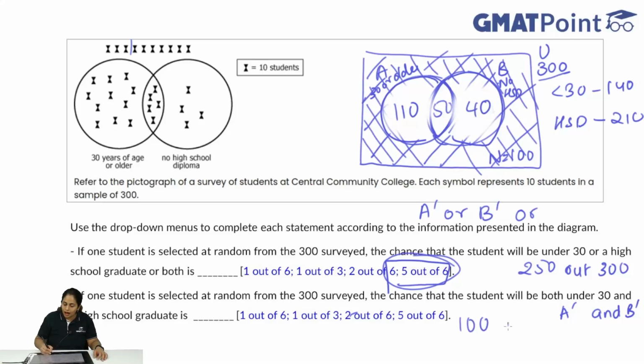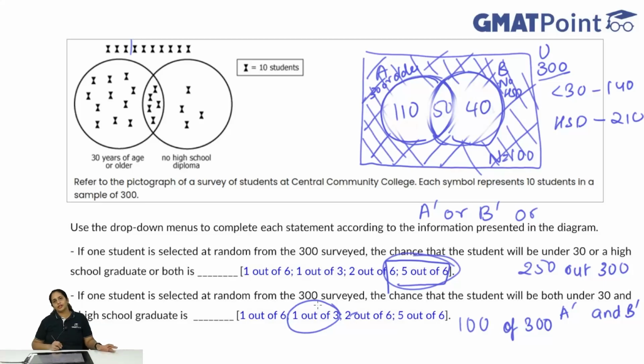So 100 out of 300 would be how much? What would be the probability of selecting one out of these 100 out of 300? That would be 100 divided by 300, that is 1 out of 3. So the correct option to choose would be 1 out of 3. So here you needed the basic ability to read the chart, convert it into a Venn diagram, read the different parts of the Venn diagram and calculate basic probability. That is all that was really required.